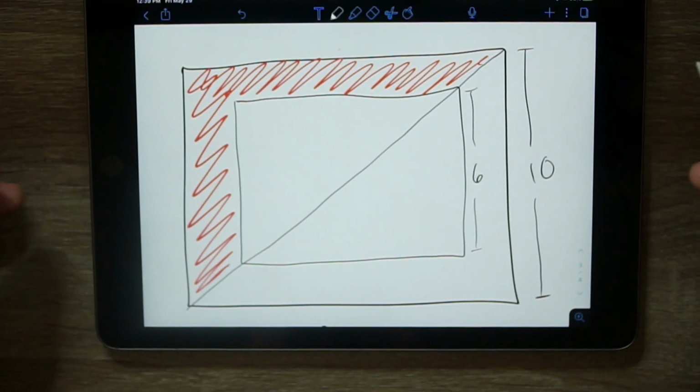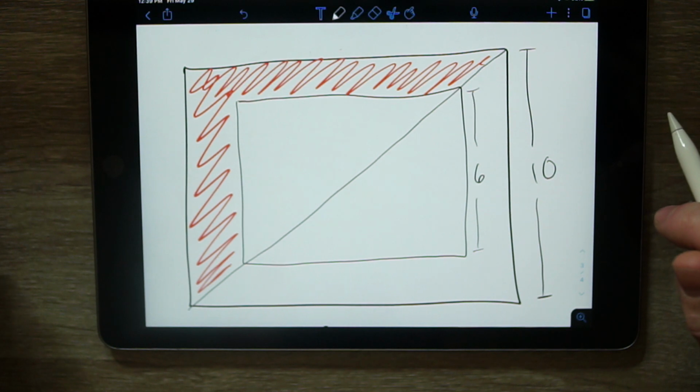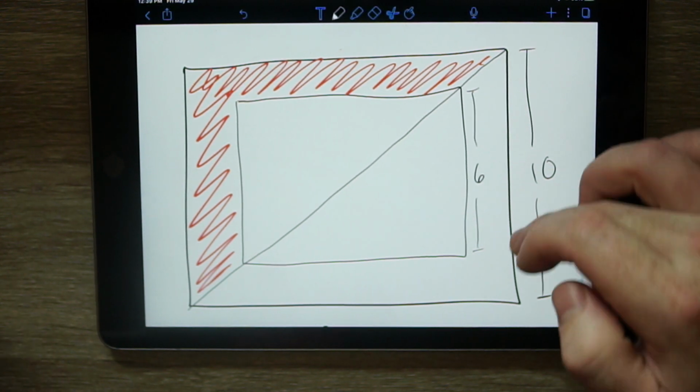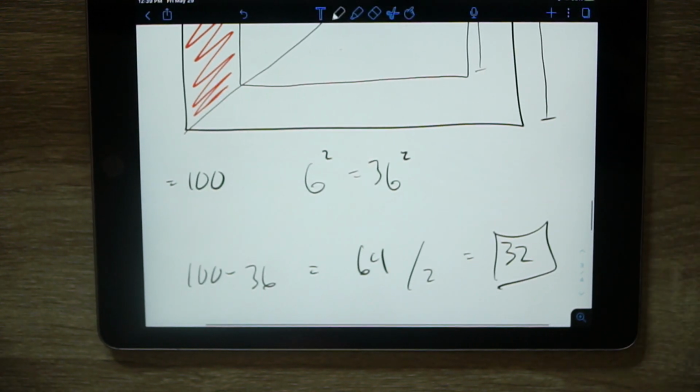Okay, there's one little small problem. Let me zoom in here because I want to see if we can figure it out before I show you. Is it the whole square that we're looking at? Oh, no, only half. Yeah, half of it, right? So half of 64.